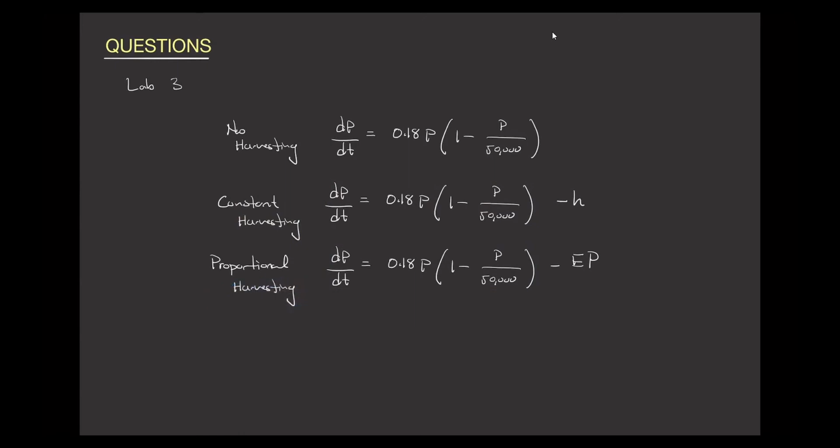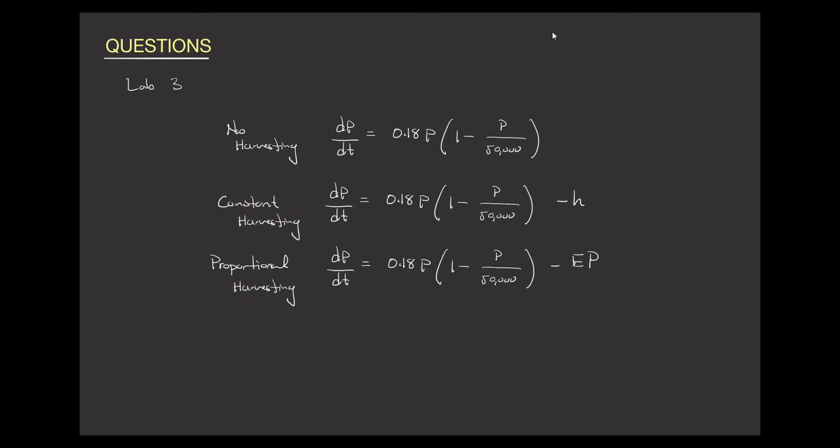In the no harvesting case, you just don't take anything away. The population grows according to its natural parameters. It's just going to grow in its natural way. You're not going to mess with it. With constant harvesting, you're going to take away a set amount. For example, every Wednesday, you're going to remove, let's say, 1,000 fish from your fishery.